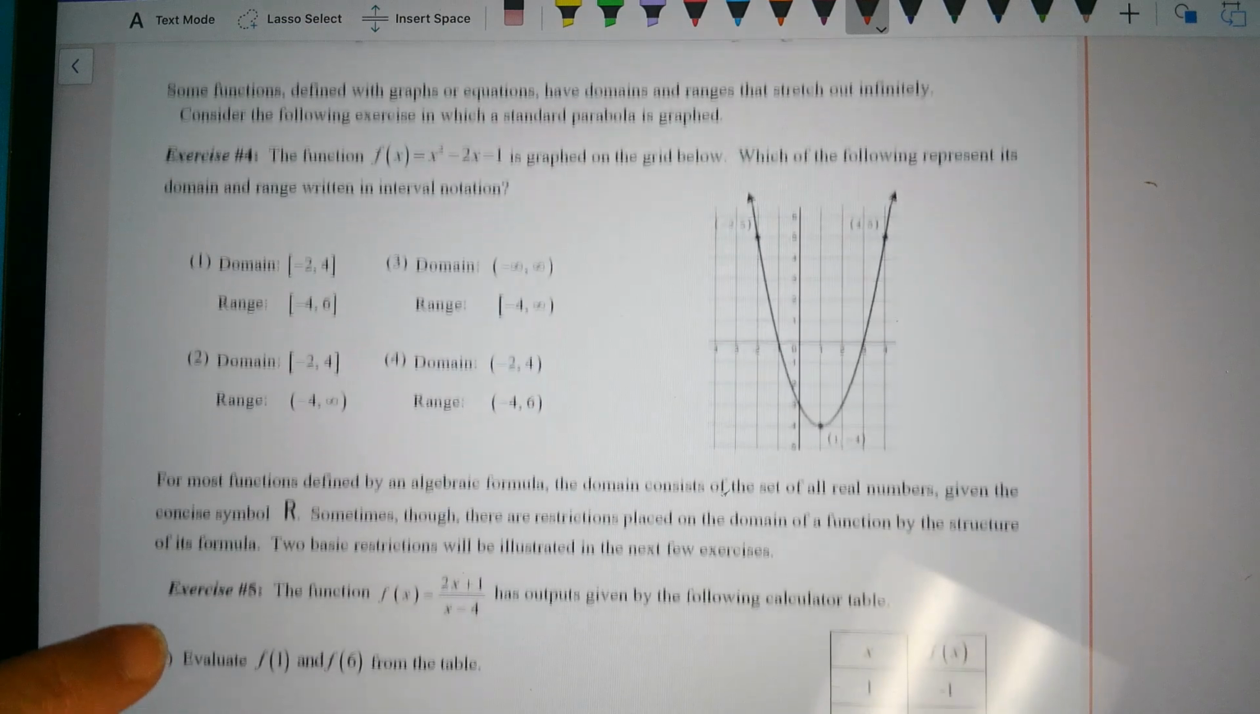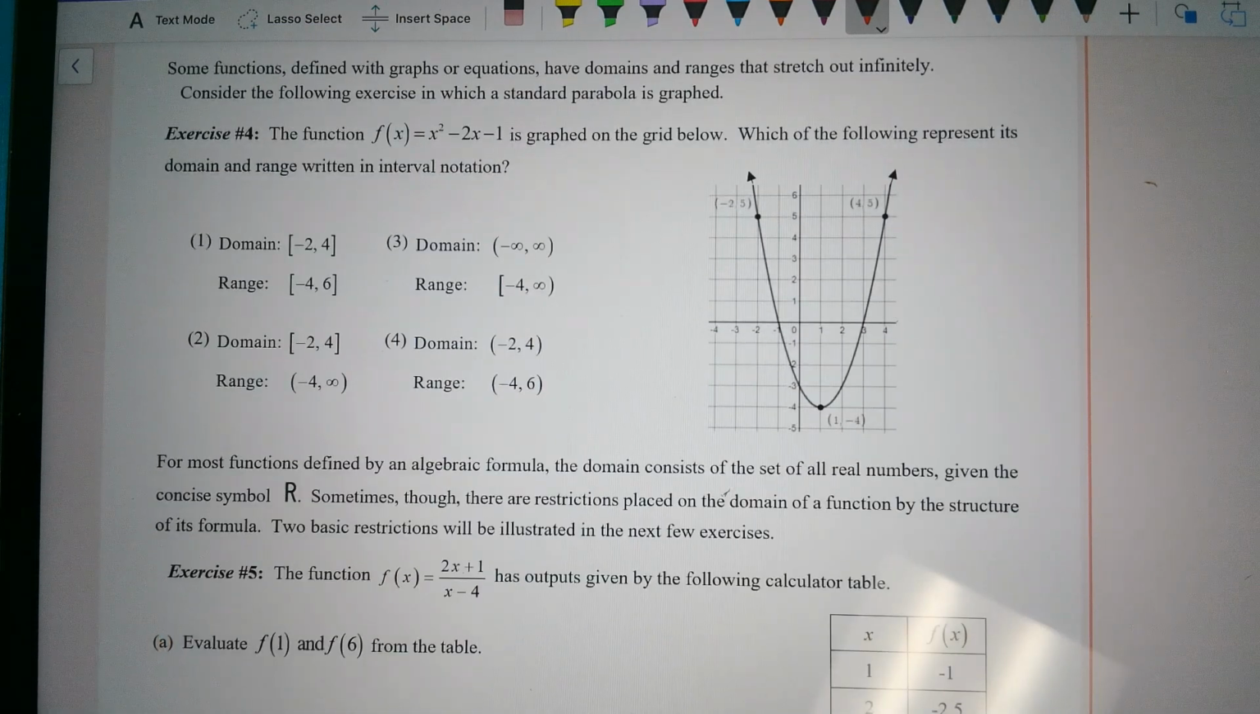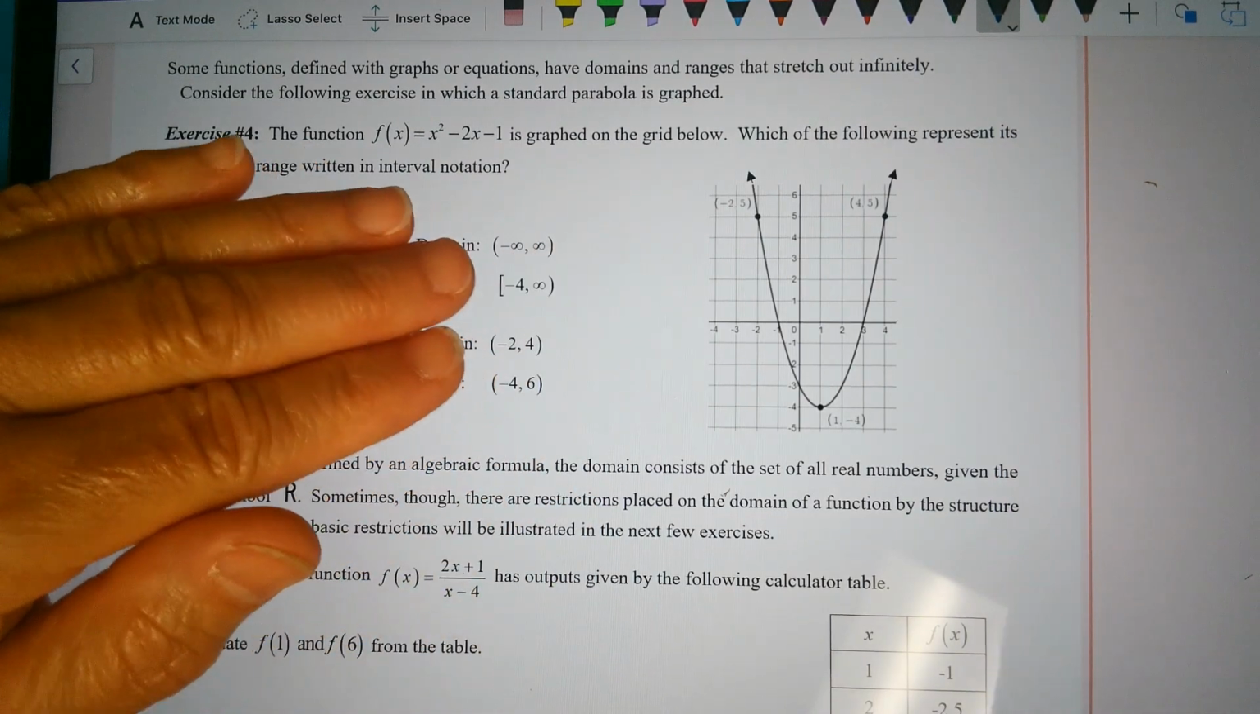Exercise number 4. The function f of x equals x squared minus 2x minus 1 is graphed on the grid below. Which of the following represents the domain and range written in interval notation? Okay, I'd like to cover up the options.